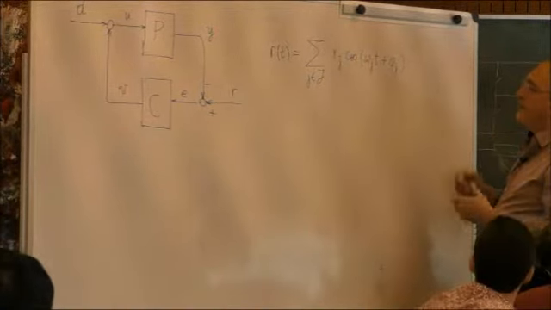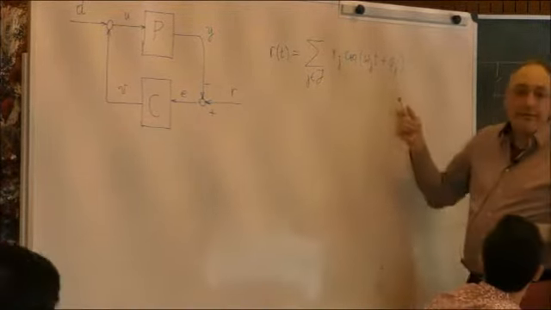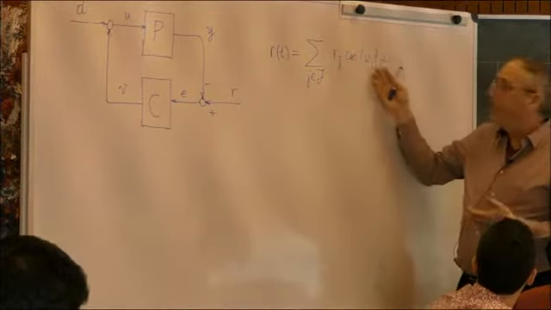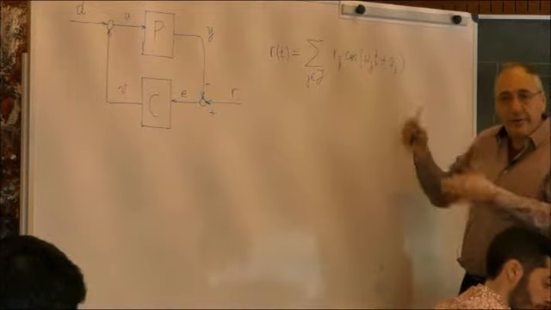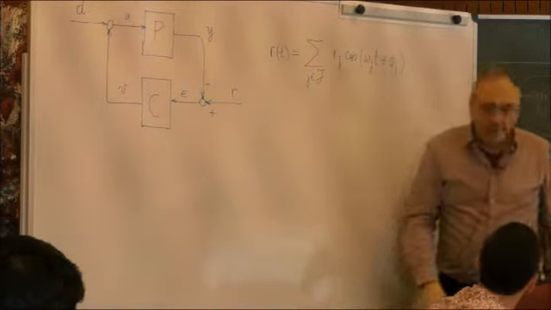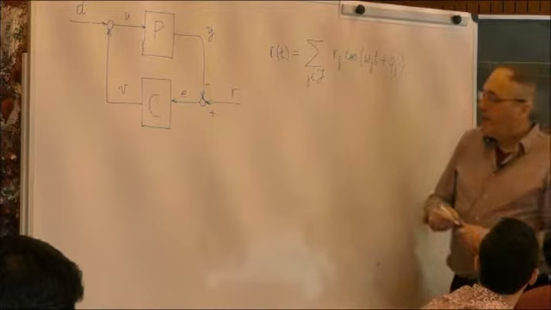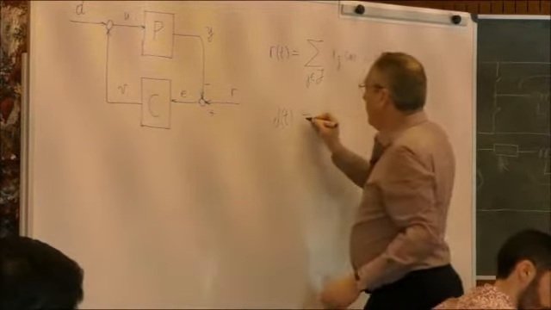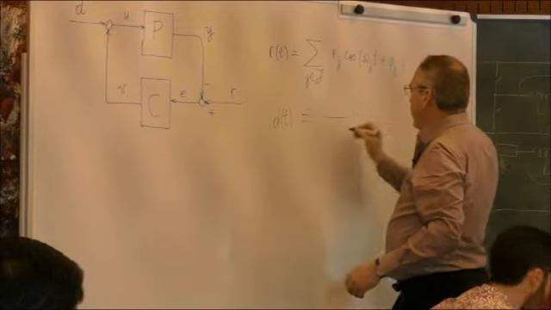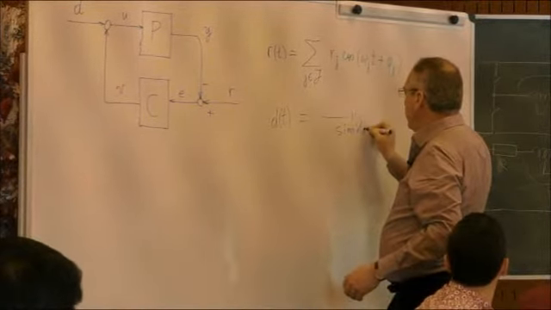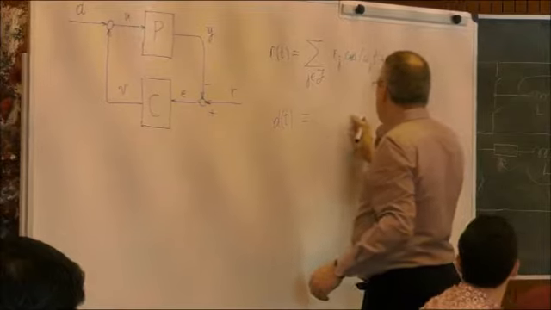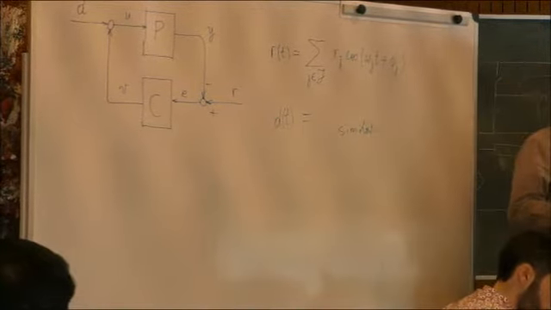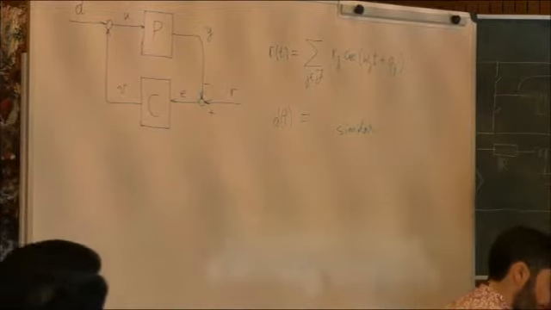Okay, and these frequencies may also contain the frequency 0. Then the corresponding term is constant. So constants and sinusoidal signals. And suppose that D, the disturbance, is similar. Not the same but similar. Then what can we do?